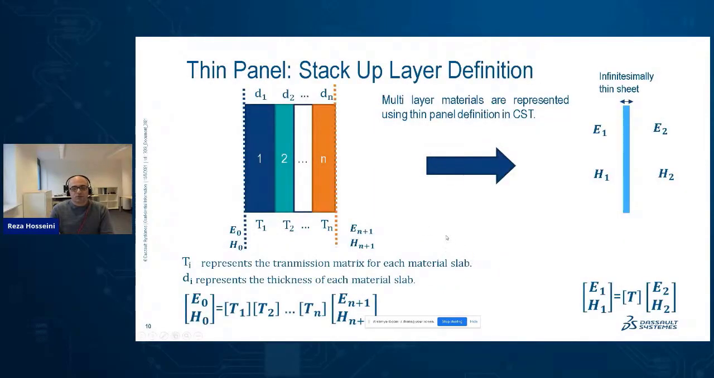A short overview of what I mean by stack up layers. If we have multilayer materials together, under certain conditions, such as the thickness of these materials being small compared to the wavelength, and considering plane wave conditions, we can represent that material with an overall transmission matrix over an infinitely thin sheet.